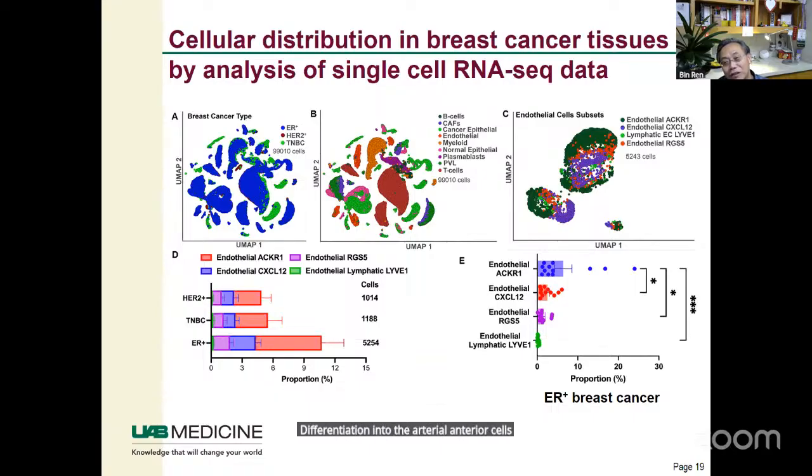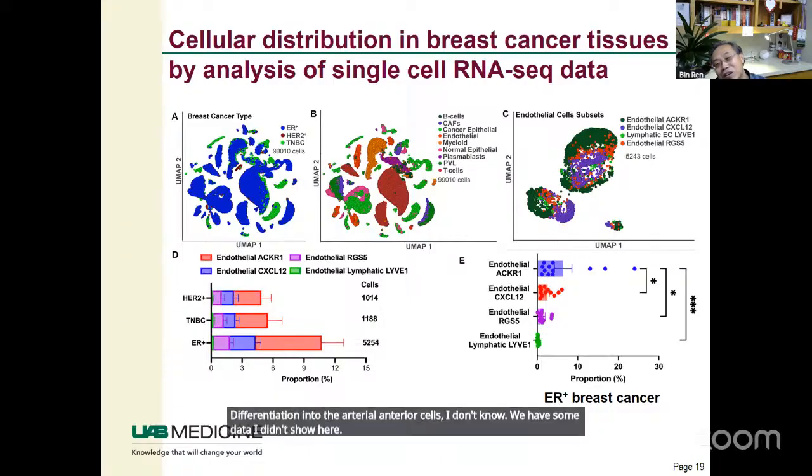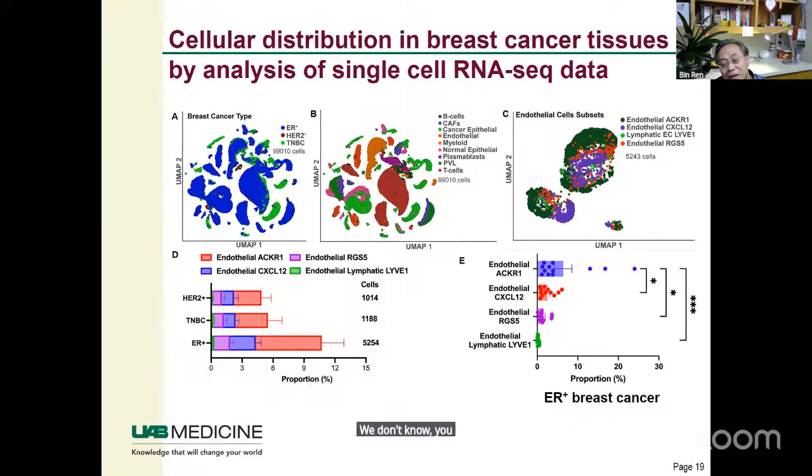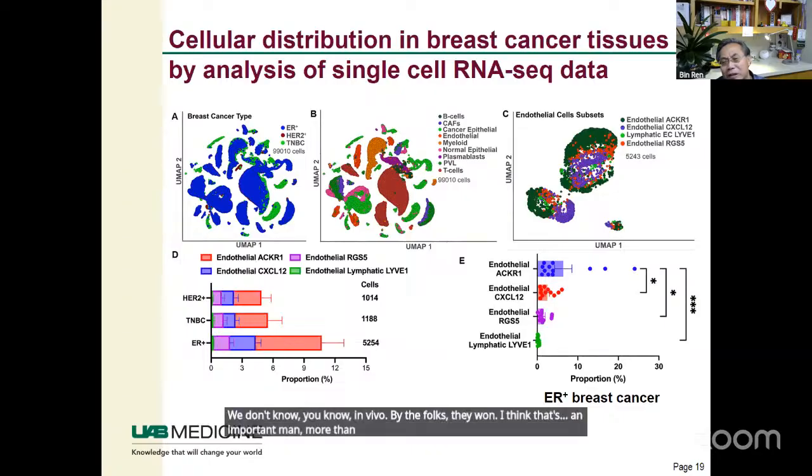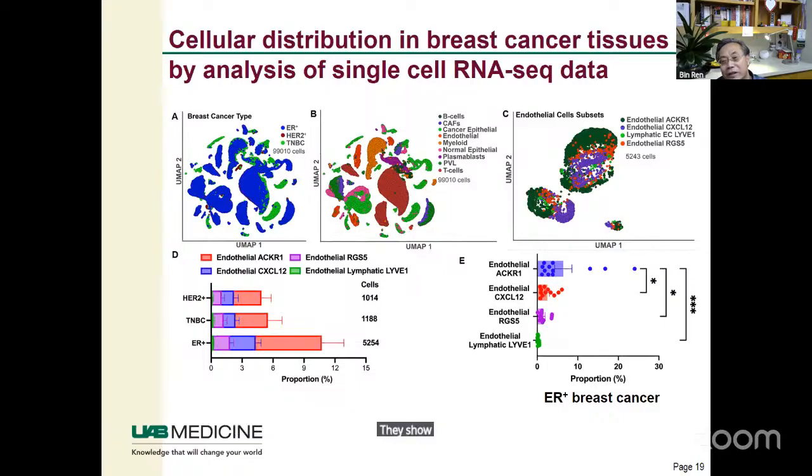I don't know. We have some data I didn't show here, with forced expression of FOXO1. We don't know in vivo. But FOXO1, I think it was reported more than 10 years ago. They showed that FOXO1 might be involved in tumor angiogenesis. I'm not sure about the endothelials. We don't know. Thank you.